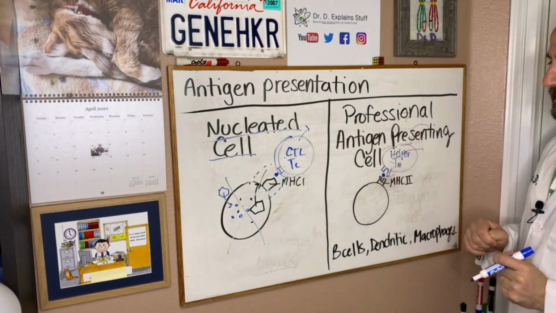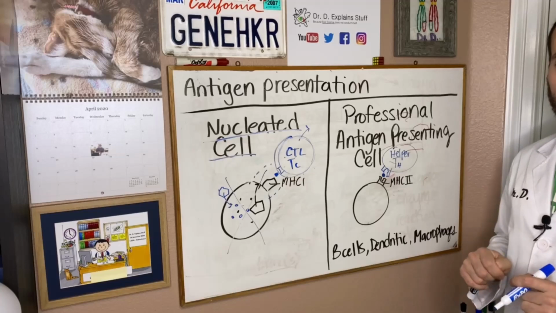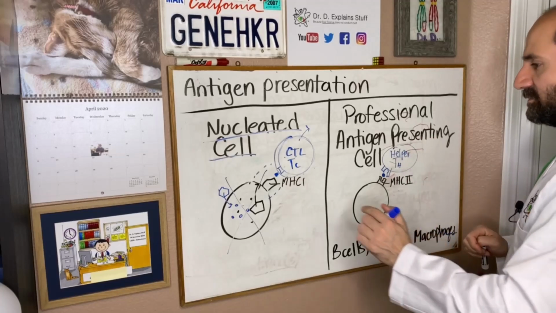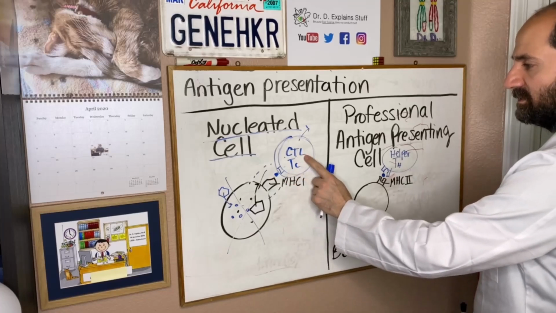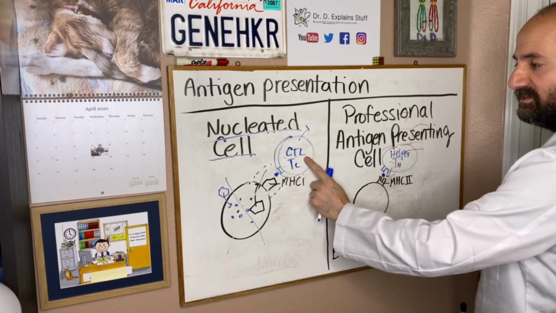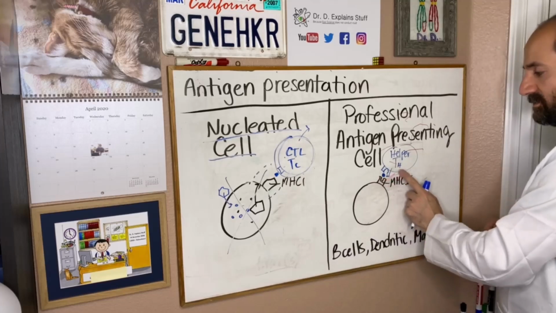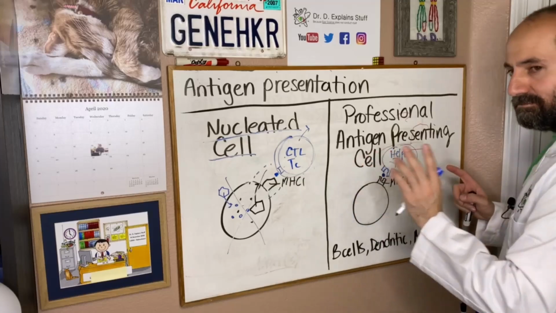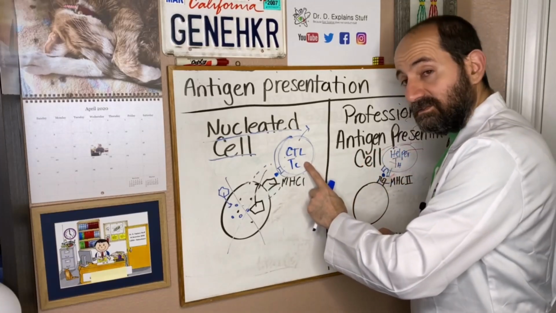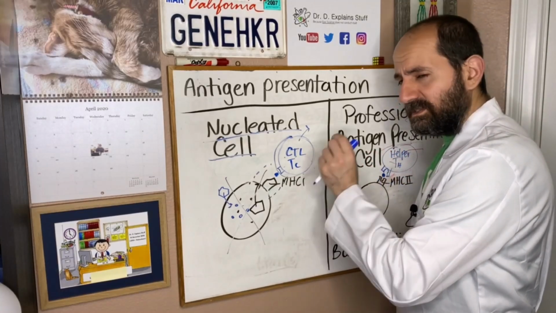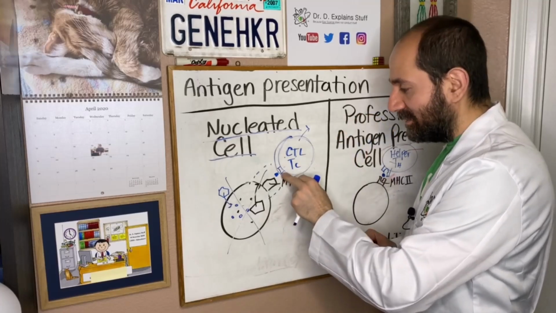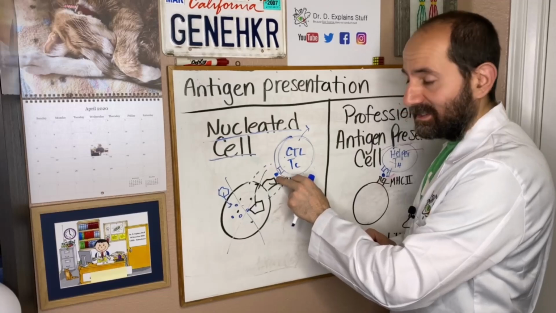So there you go. That's the difference between MHC I on your nucleated cells and MHC II on the professional antigen presenting cells. MHC I signals to cytotoxic T cells or TC cells. MHC II signals to helper T cells. And remember, only the cytotoxic T cell with the correct T cell receptor could recognize that antigen.